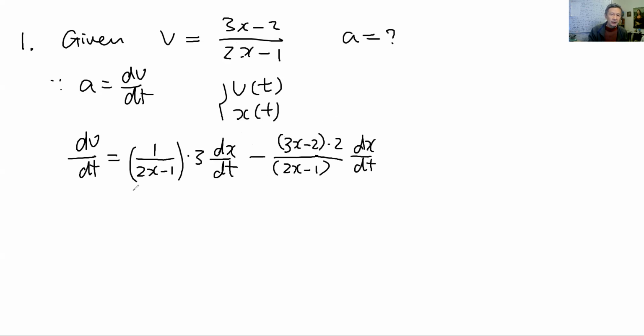So in this case we got two terms, with the cofactors here. So this is our acceleration now. However, these have dx dt.